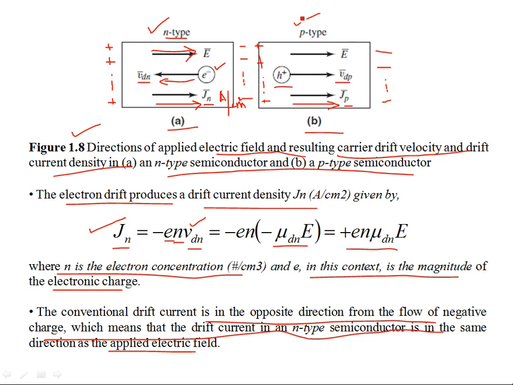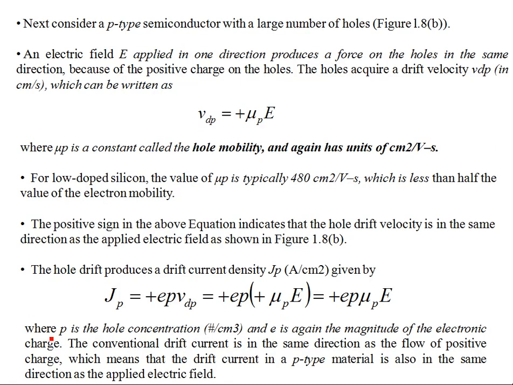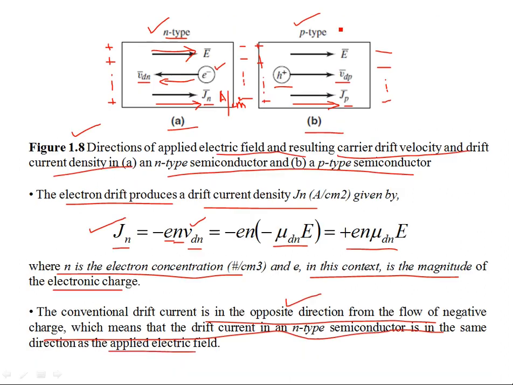Okay, in both cases, for both n-type and p-type, the drift current density has the same direction as the applied electric field, because the conventional current opposes the flow of negatively charged electrons. So you have the drift current direction the same as the applied electric field. Okay. So next, consider a p-type semiconductor with a large number of holes, as in figure 1.8b.